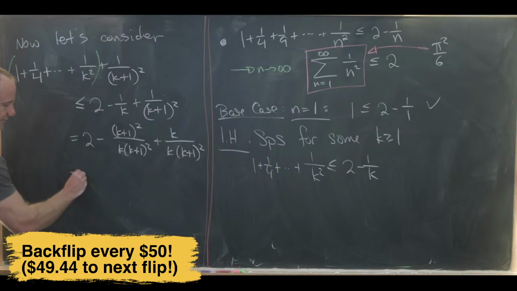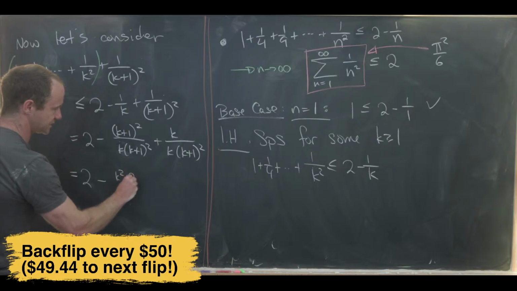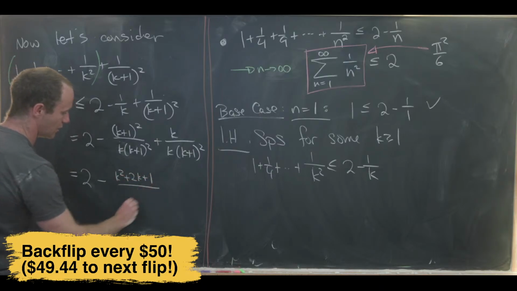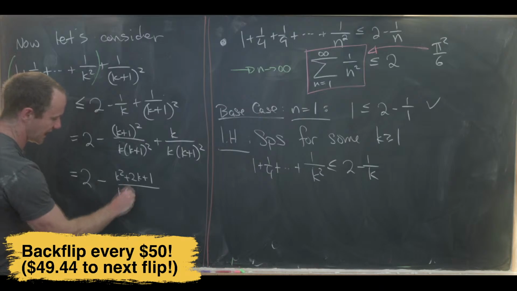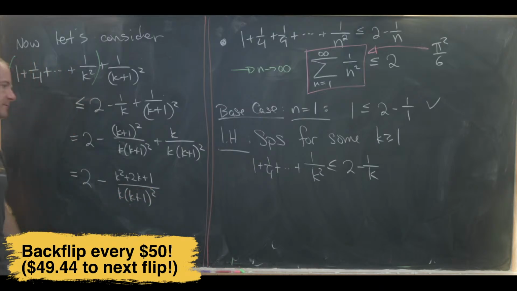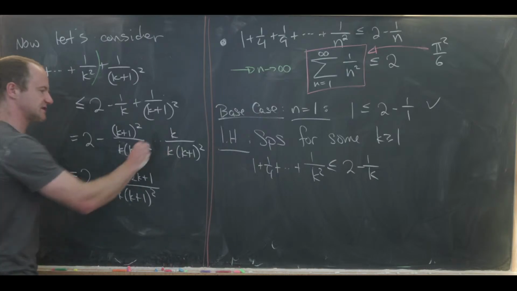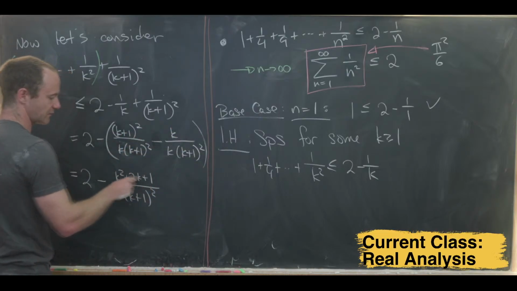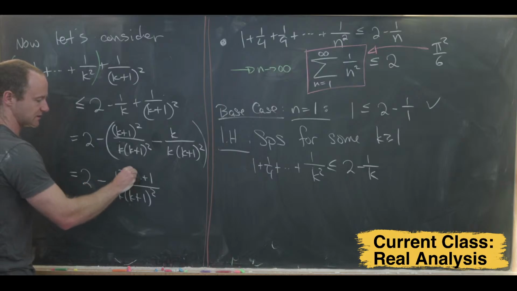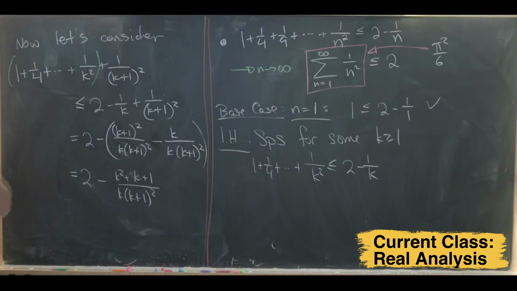That's going to give us 2 minus, that's going to be k squared plus 2k plus 1 over this denominator, k times (k plus 1) squared. Then let's factor a minus sign out of this, and that's going to turn this plus into a minus. So this is minus k, so that's going to be k squared plus k plus 1. So we end up with something like that. Okay, so now what can we do from here?